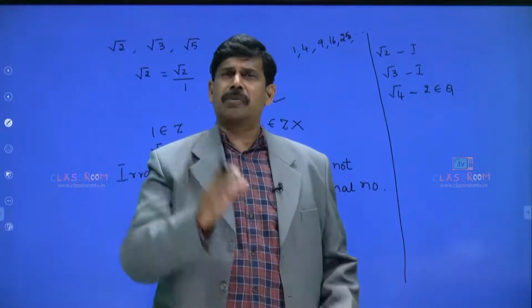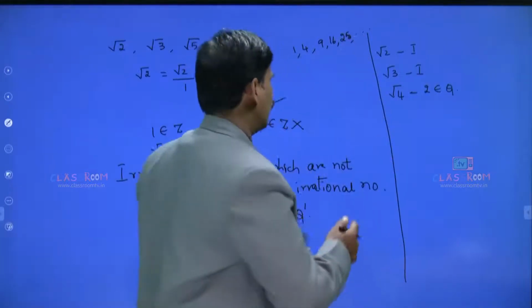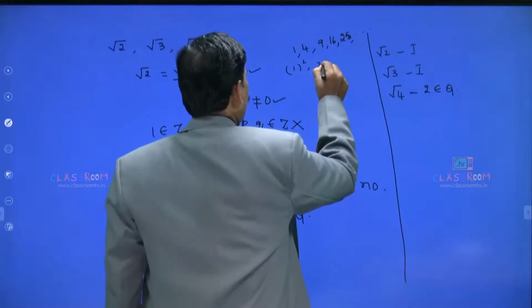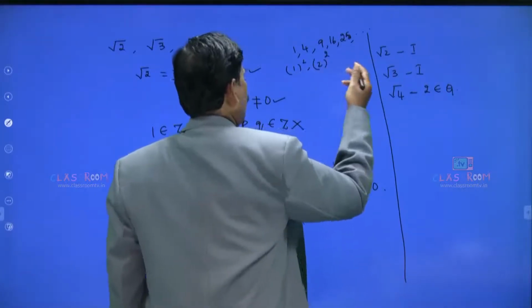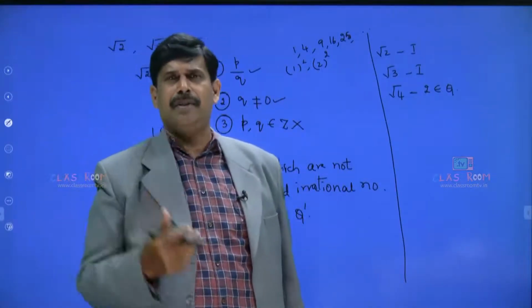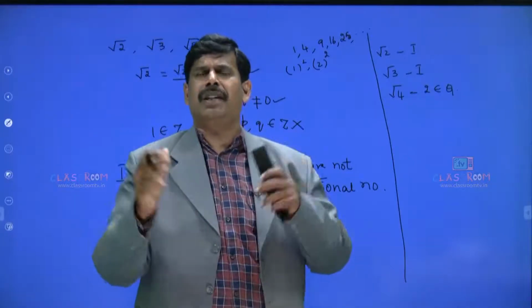Perfect square numbers means what? These kind of numbers. See, 1 you can write as 1 square, 4 as 2 square, 9 as 3 square, and so on. These are all perfect square numbers. So if you take the square root of those numbers, it is always rational.